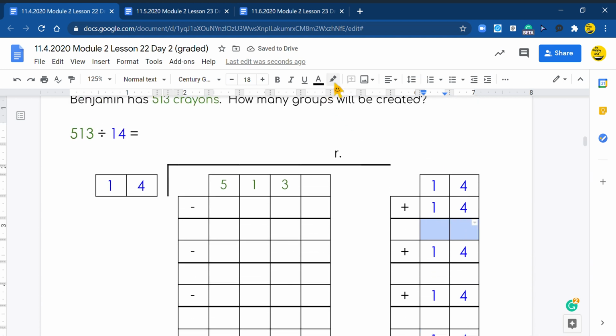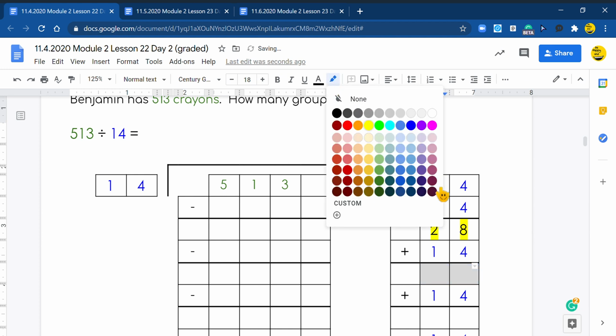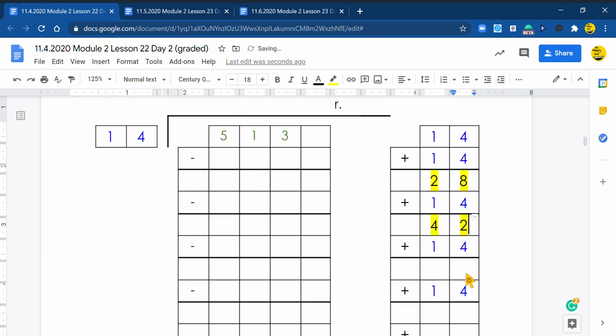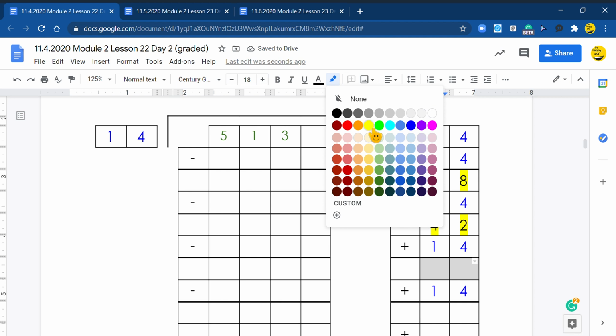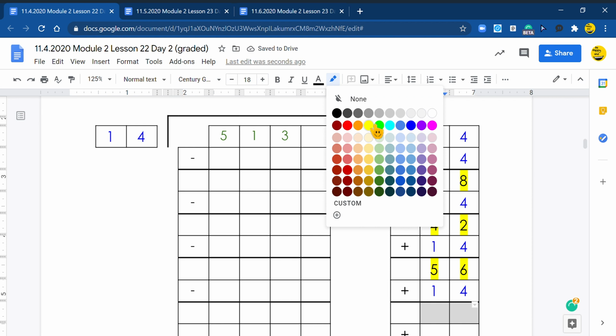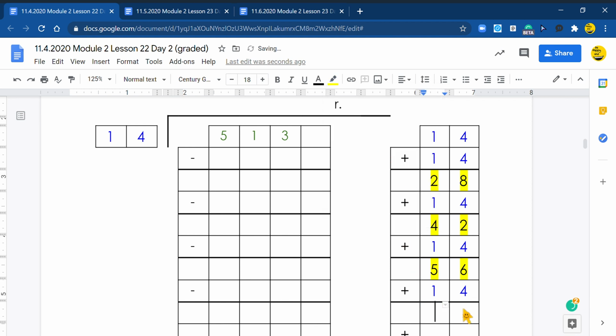I'm going to use a yellow highlighter to get my answer. I have 28. After 28 is, you guys are right, we've done 14s a lot, so you should know this. And then after my 42, what do I get? You're right, 56, you guys. Oops, that's a 6. I thought it was another box. And then when I add it one more time, yes, you guys, I get 70.